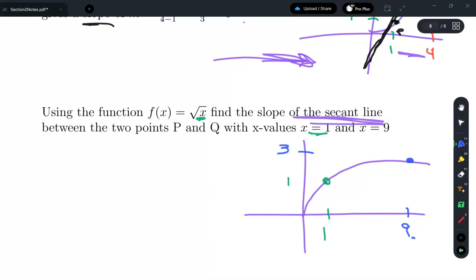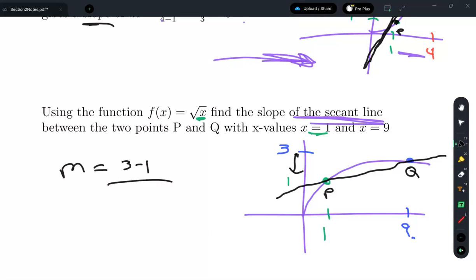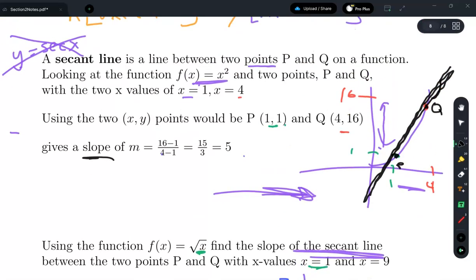Root 9 is 3. Okay, so let me draw the secant line. A secant line is just a line between those 2 points. So I call this P, and I call that Q. Hey, that line has a slope. So the slope will be the change in the y values, that's just 3 minus 1, divided by the change in the x values, 9 minus 1. So 2 over 8, 1/4. And it kind of does look like a slope of 1/4, right? As you read a graph like you read a word, that's going up with a slope of 1/4, kind of slow. This one has a slope of 5. That's kind of fast. And that's it.